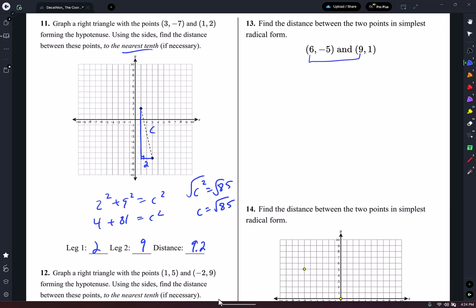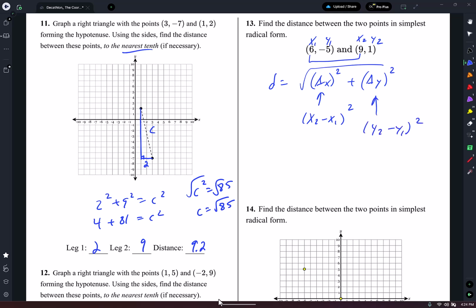It doesn't matter, if you want to go x1, y1, x2, y2, and then you want to go the distance equals the square root of the change in x, which is your x2 minus x1, squared, plus the change in y squared, and that's the same thing as y2 minus y1 squared. See? So the distance equals square root.